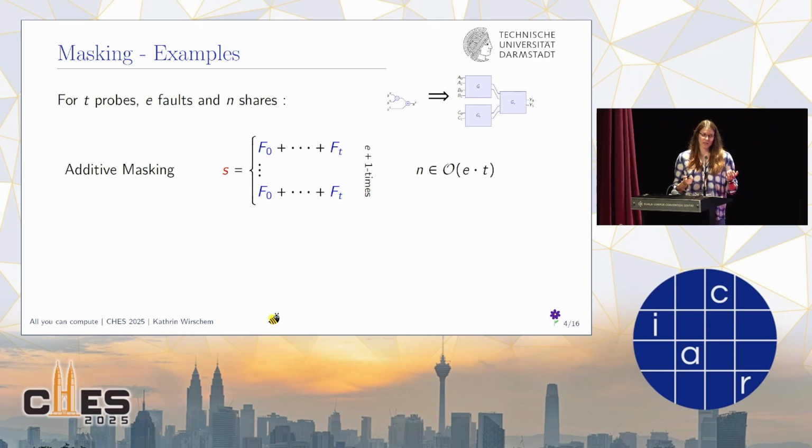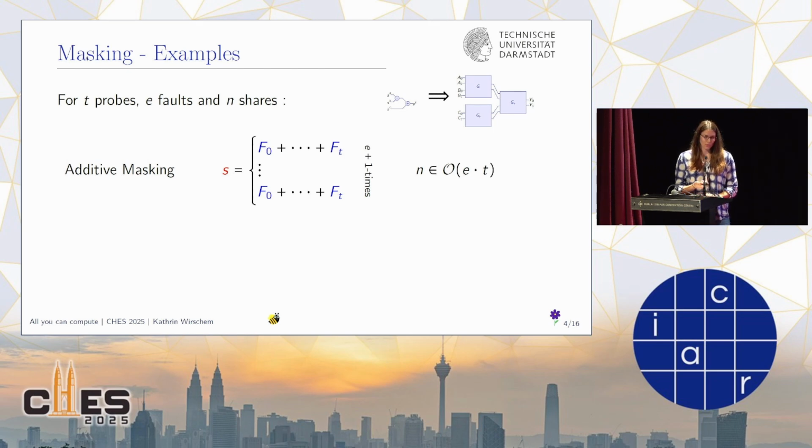This gives us already security against t probes, since knowing any t values does not reveal anything about the secret. However, to also be secure against e faults, we would need to duplicate. So instead of doing this operation once and calculating on the shares f_i once, we need to do every calculation at least e+1 times. This gives us an overall number of shares in O of e times t.